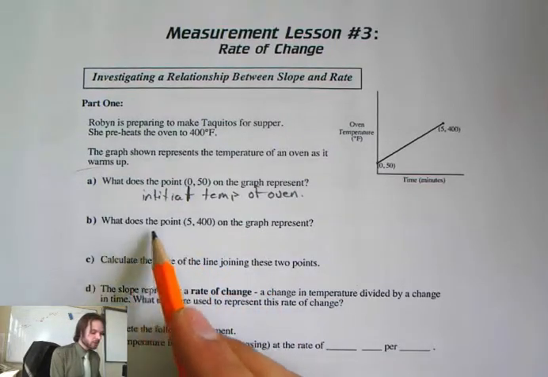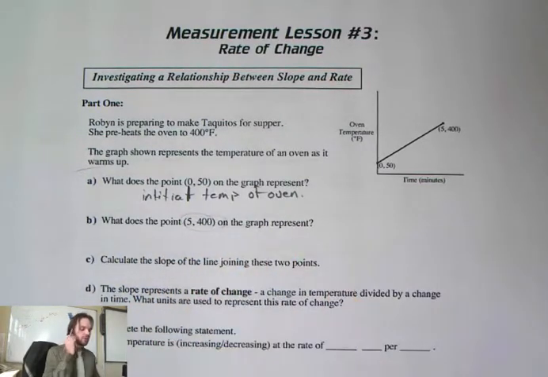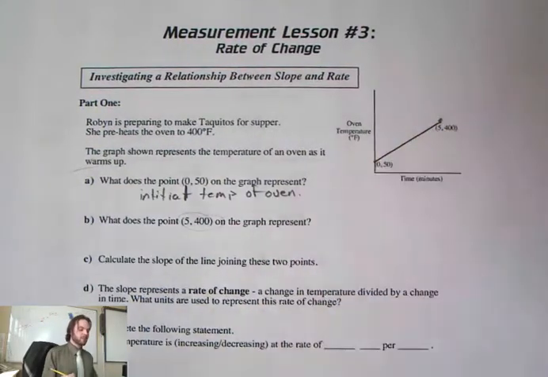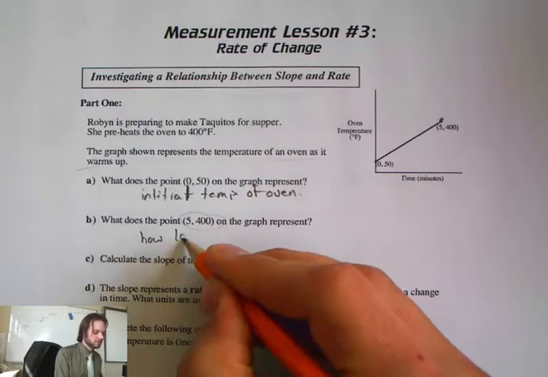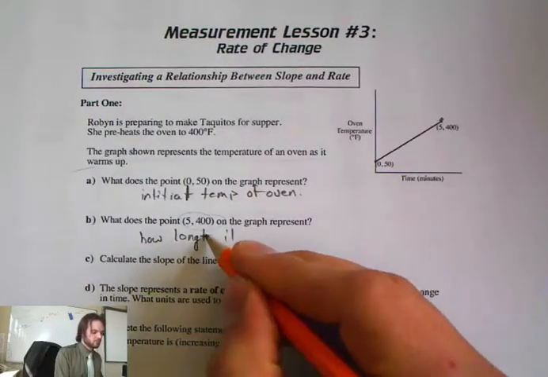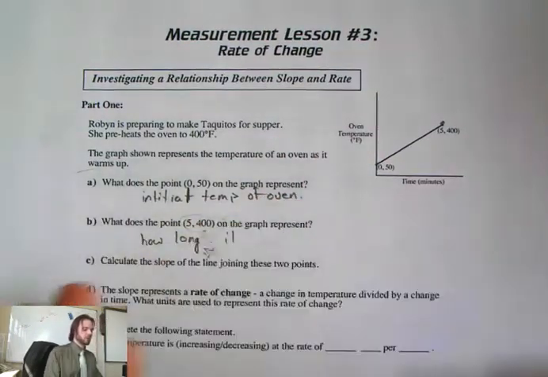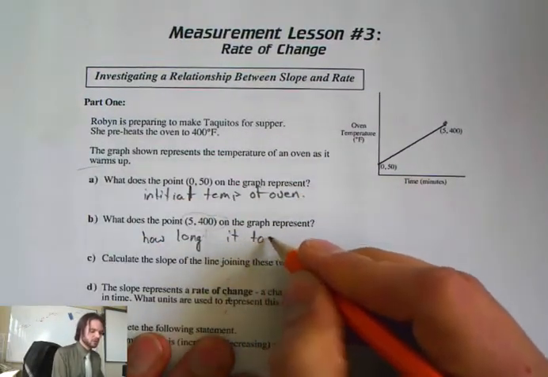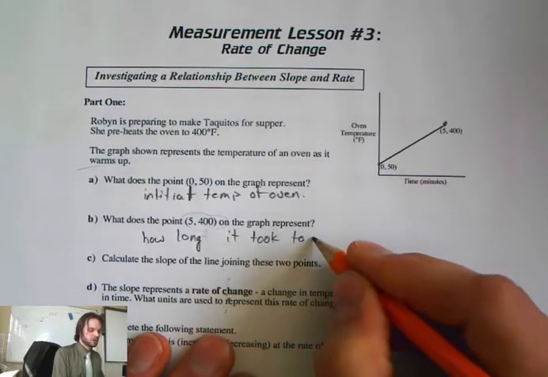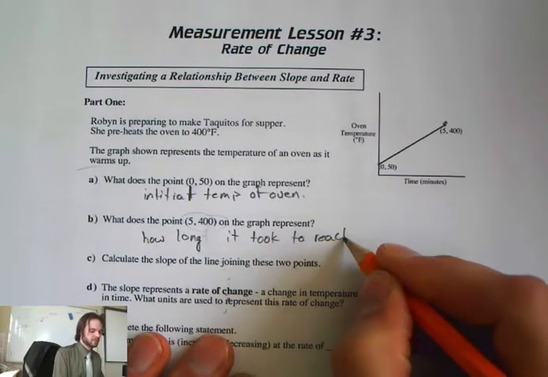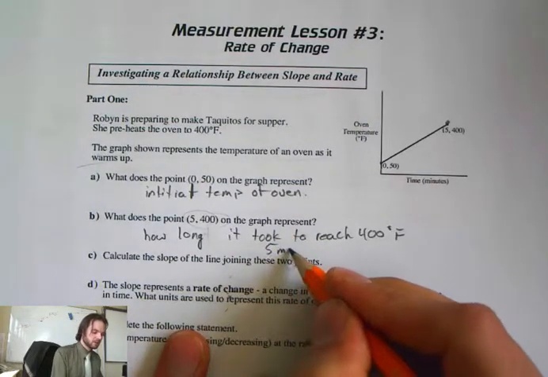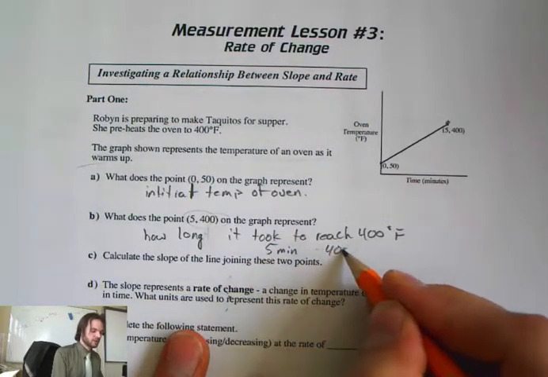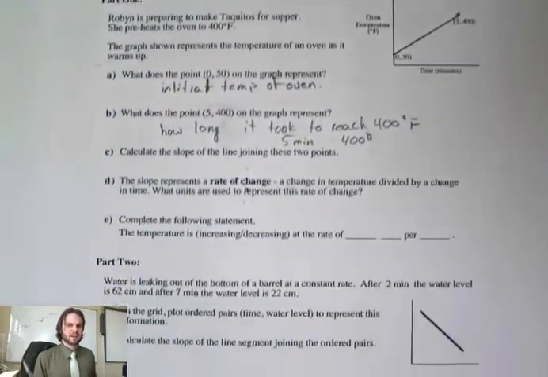Then it says, what does the point (5, 400) represent on the graph? Well, that tells us how long it took to reach 400 degrees Fahrenheit. In this case, it took 5 minutes to reach 400 degrees Fahrenheit. Now, let's take a look at the next one.